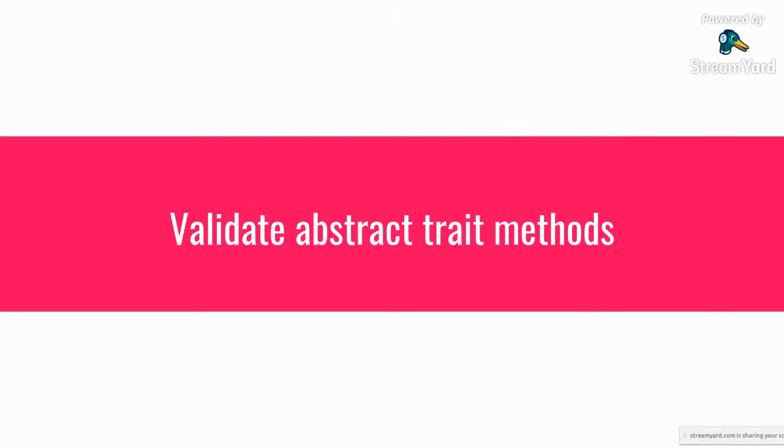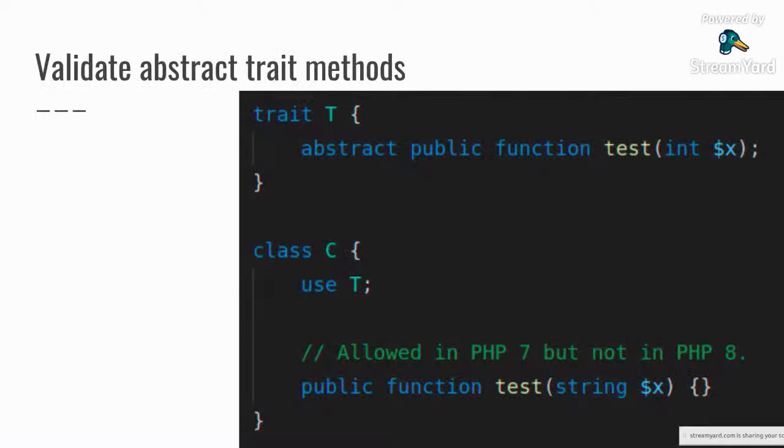Now in traits, we could have abstract methods and PHP was not validating that method earlier. So this is the example. We have defined a trait, say T, and defined an abstract method there, with the method name test, which is expecting an integer. Now we define a class, use our trait, and define the method. But here, instead of integer, we define a string. So this program was completely fine in PHP 7, but now in PHP 8, it will throw an error. So that's what validating abstract trait methods is.